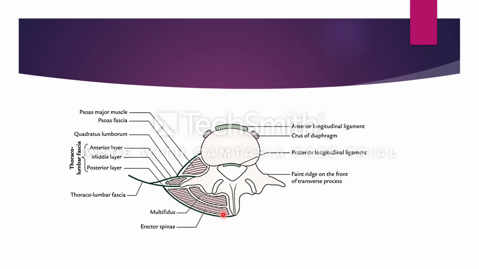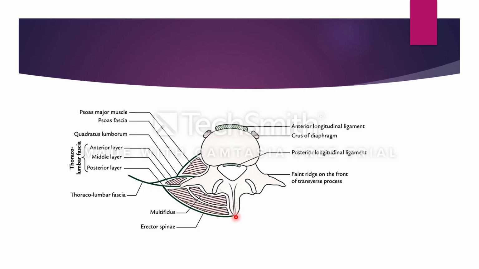Okay, so these are three muscles which are present. Number one is the psoas major, number two is the quadratus lumborum, and number three is the erector spinae. When we remove the erector spinae, then deep to it we can see the multifidus muscle. This is the multifidus muscle. So this is the psoas fascia, this is the thoracolumbar fascia, the anterior layer, the middle layer and the posterior layer, which is attached from the transverse process to the spinous process.